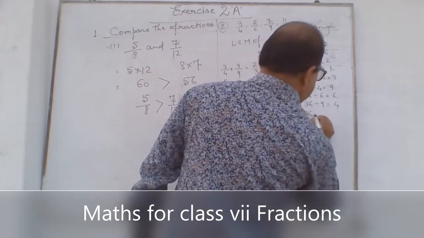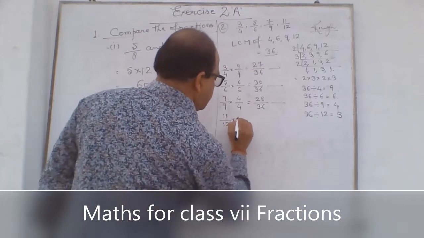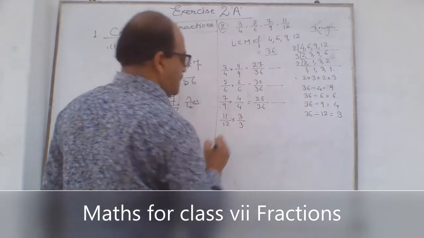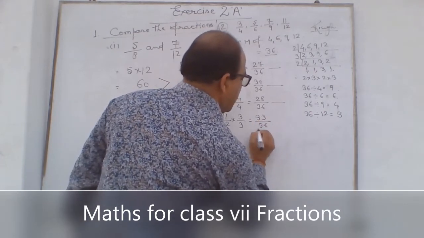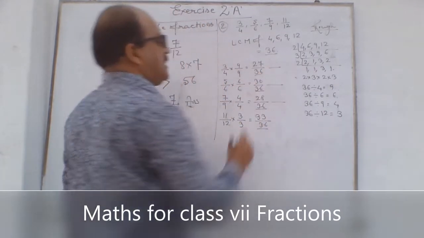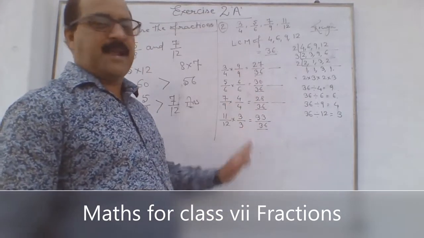36 divided by 12, we get 3, so it will be multiplied by 3. 11 3s are 33 and 12 3s are 36. Everywhere we see 36 in the place of the denominator. It makes like fractions.